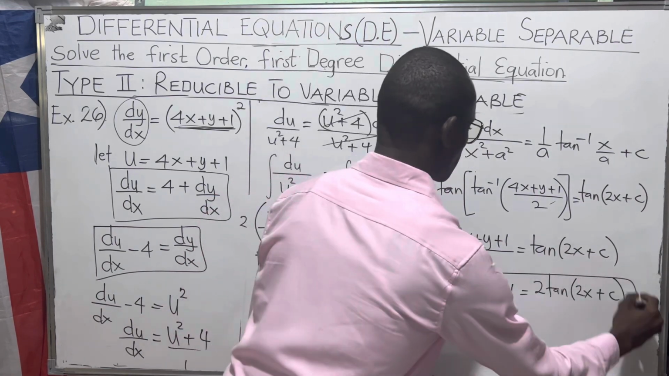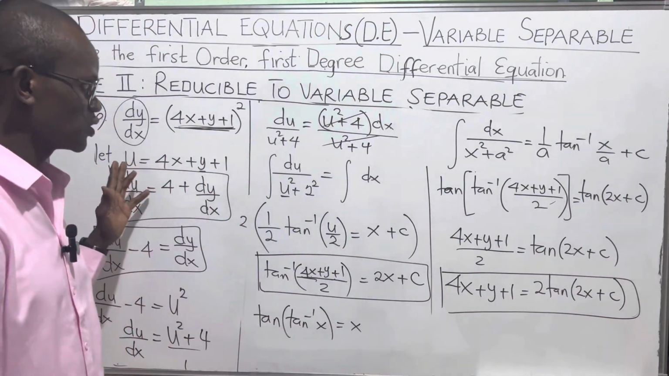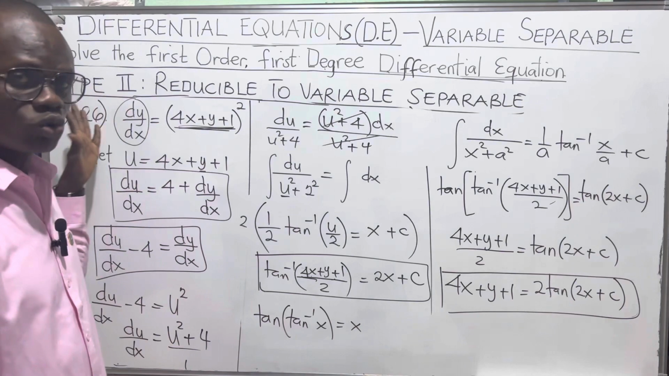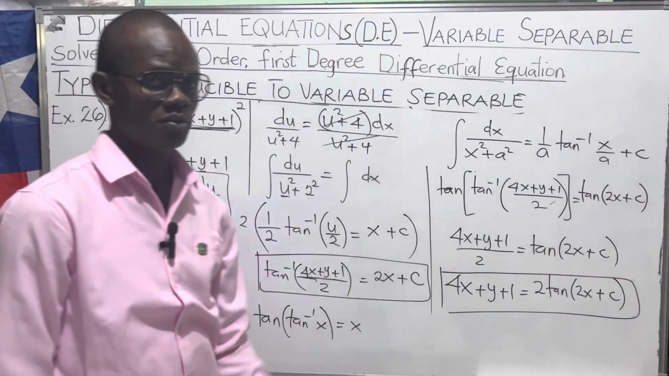So this is how we find the general solution of the differential equation using type 2 of variable separable, that is reducible to variable separable.